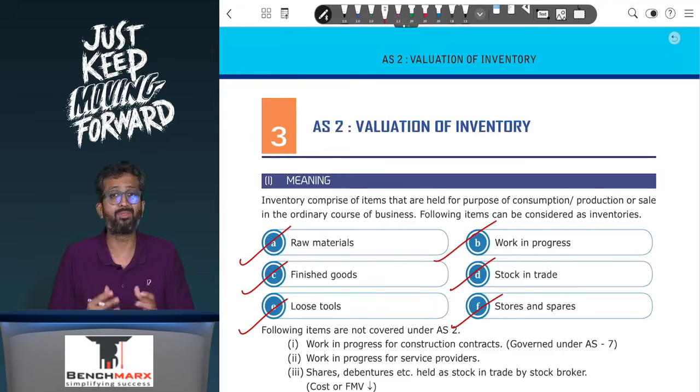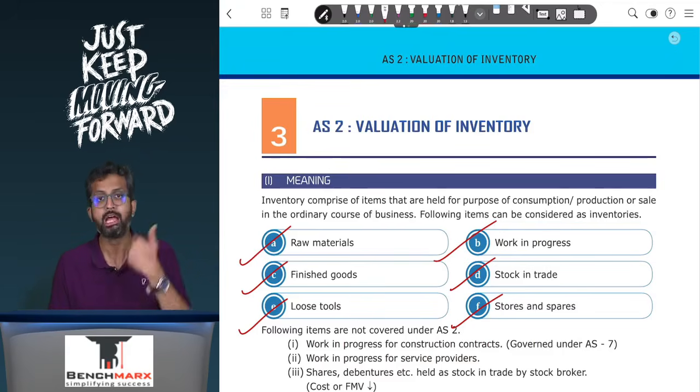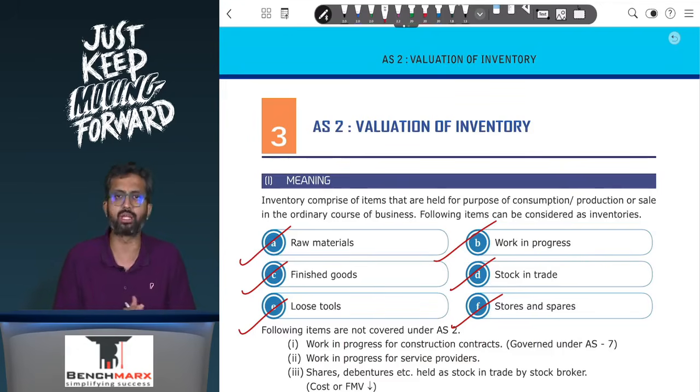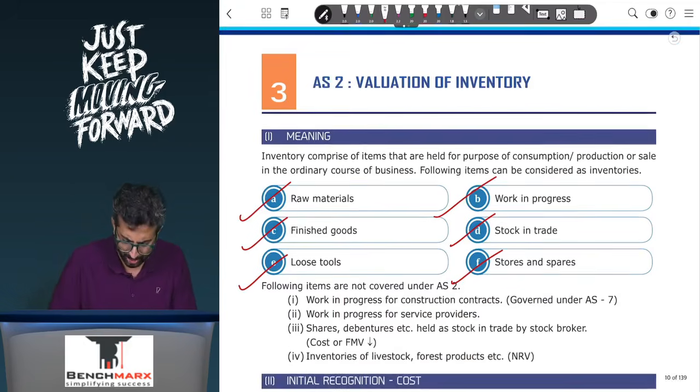Third is if I am a financial institution like a Kotak Mahindra Bank and I am holding shares on my own account as inventory, I'm in the business of buying and selling shares, in which case I'm a stockbroker, that share or debenture investment will go under AS13. So these 3 are very clear. However, the 4th one is a little tricky.